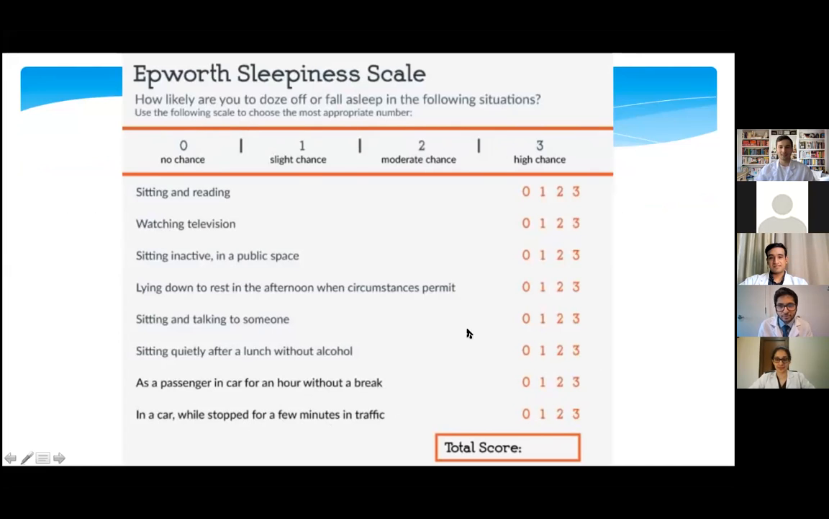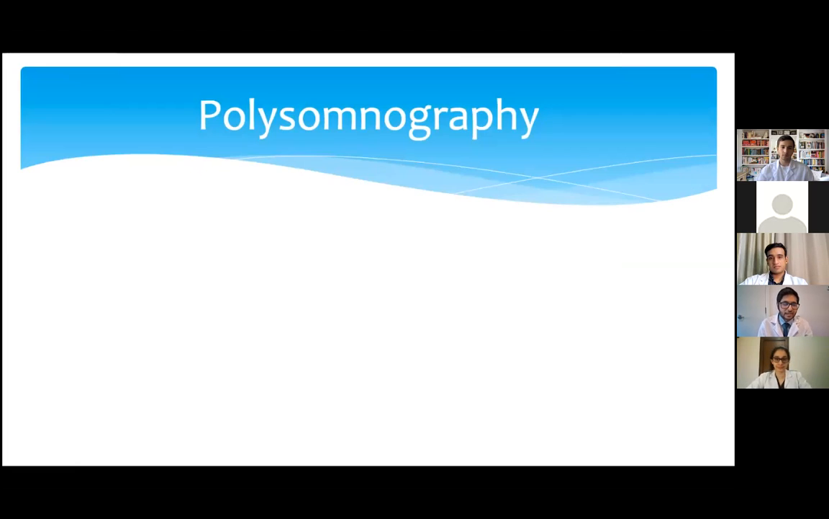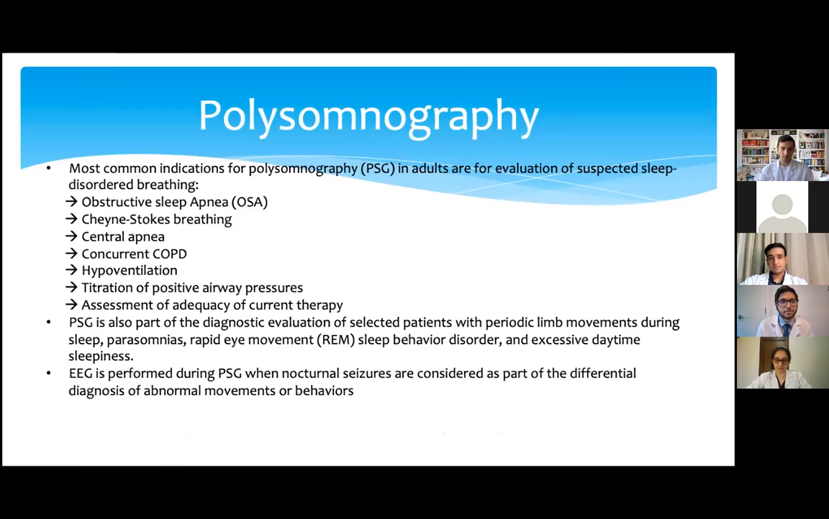Now, many of you might answer a moderate or slight chance to these, but any score from 0 to 10 is basically normal, so it's okay. Anything from 10 to 12 is borderline, and you should suspect. Anything above 12, up to 24, the patient is more likely to have a sleep deficiency or a sleep disorder. And polysomnography is the one we mainly refer to as a sleep study. That is the important one, right?